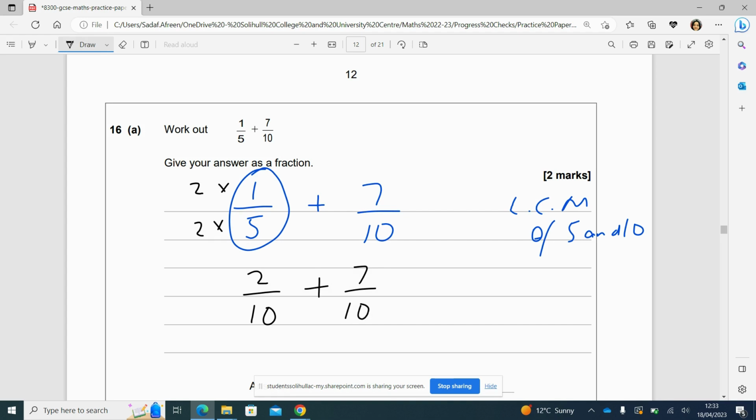Plus 7 over 10. I'm not going to change the second fraction. And then when you have the same denominator, you just need to add the top numbers together. So 2 plus 7, which is 9 over 10, is your final answer.